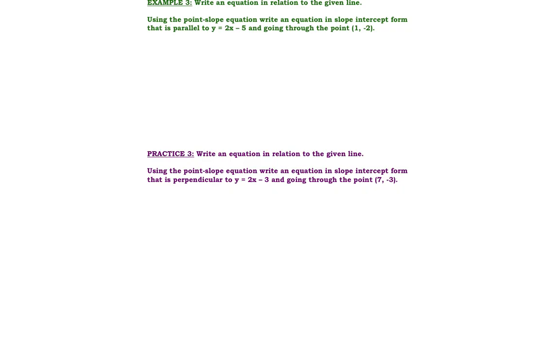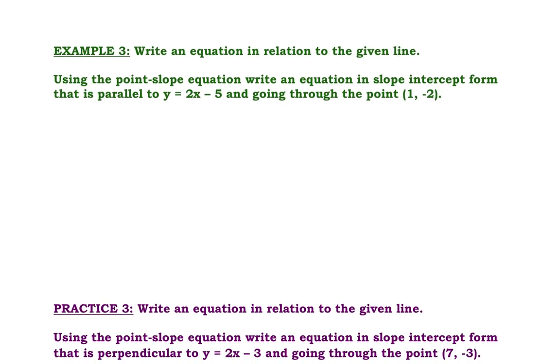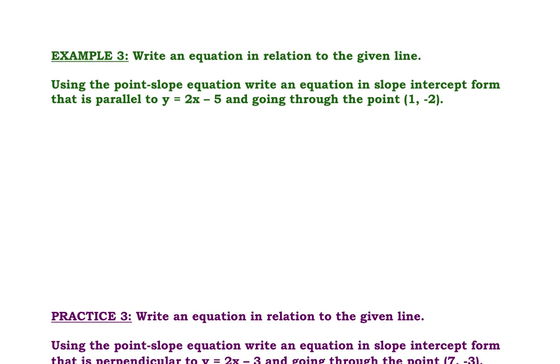All right, so looking at example 3. Example 3 says, write an equation in relation to the given line. So this one says, using the point slope equation. So right there, that tells you what you're using. Using the point slope equation. So you're using y minus y1 equals m times x minus x1. Because remember, you need a slope, you need a point.